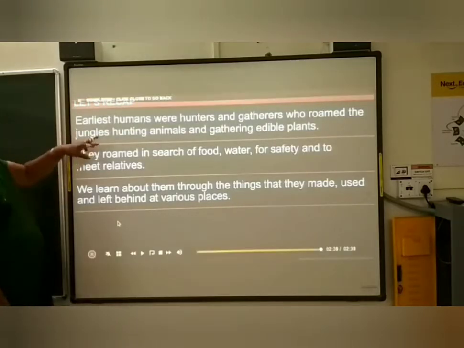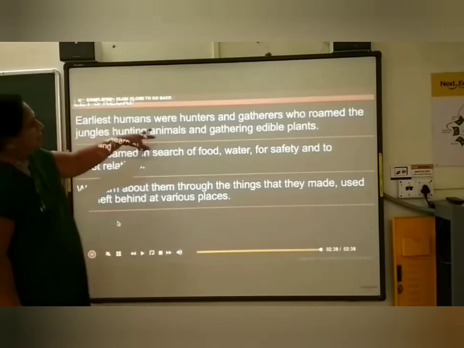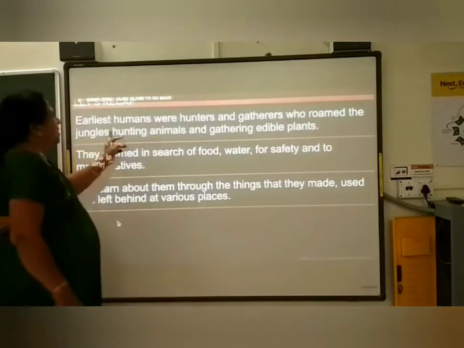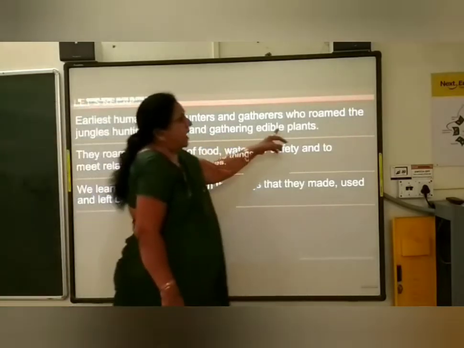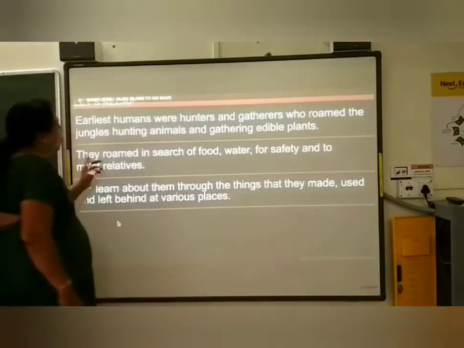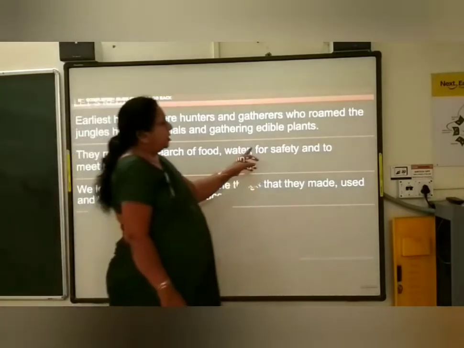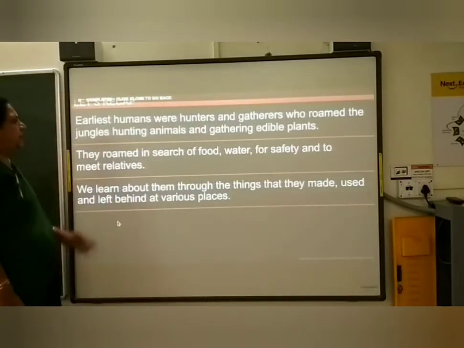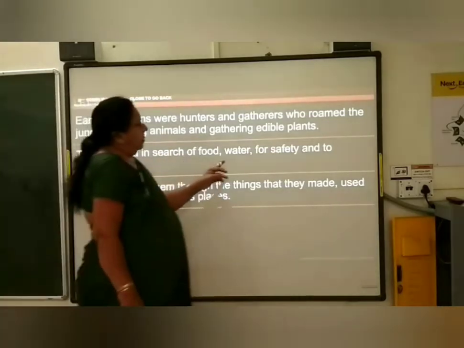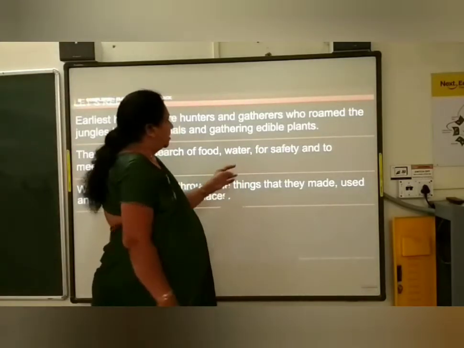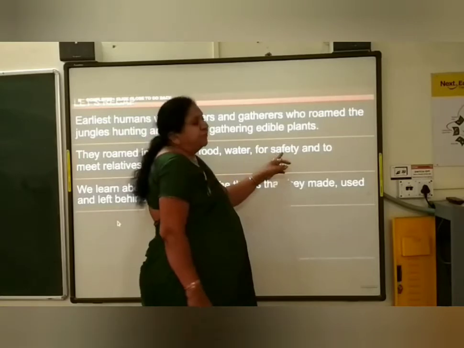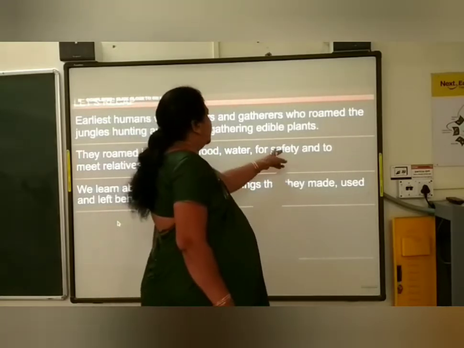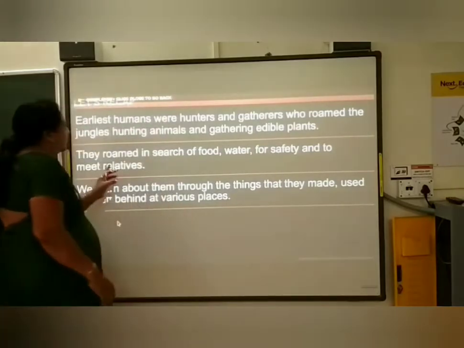So this is the recap. Earliest humans were hunters and gatherers who roamed the jungles hunting animals and gathering edible plants. They roamed in search of food, water, for safety, and to meet their relatives. So in search of food they went. Then they came to know that on the waterside we can get water. So they made the caves to live in for safety and to meet their relatives.